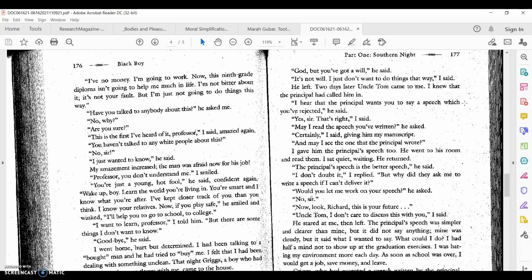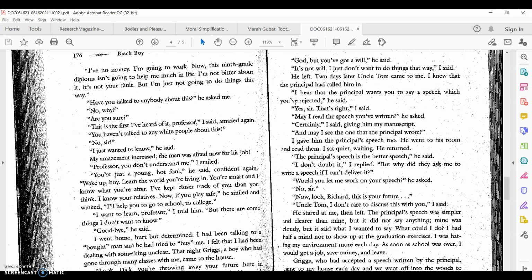He asked. "Certainly," I said, giving him my manuscript. "And may I see the one that the principal wrote?" I gave him the principal's speech, too. He went to his room and read them. I sat quiet, waiting. He returned. "The principal's speech is the better speech," he said.